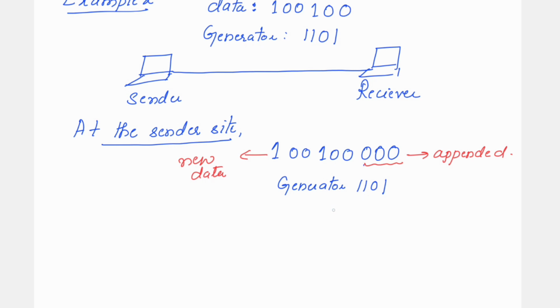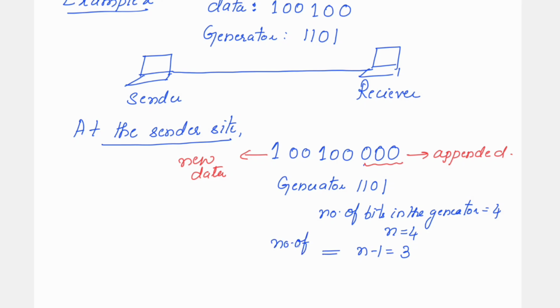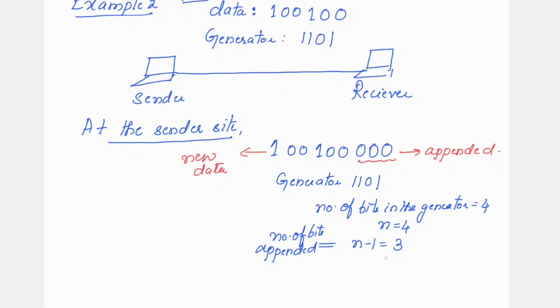Now why are these 3 bits getting appended? Just count the number of bits in the generator. The number of bits in the generator is 4 bits. We call this n, with lowercase n equal to 4. Now n minus 1 becomes 3, so these many bits have to get appended. The number of bits to be appended is always n minus 1. This is the procedure to add the zeros to the data, and that becomes the new data. This is the first step that happens at the sender side.